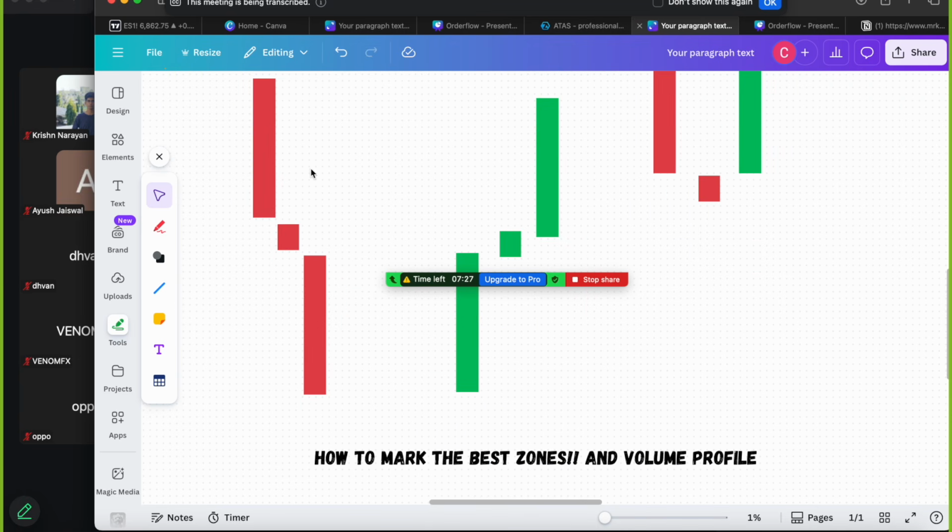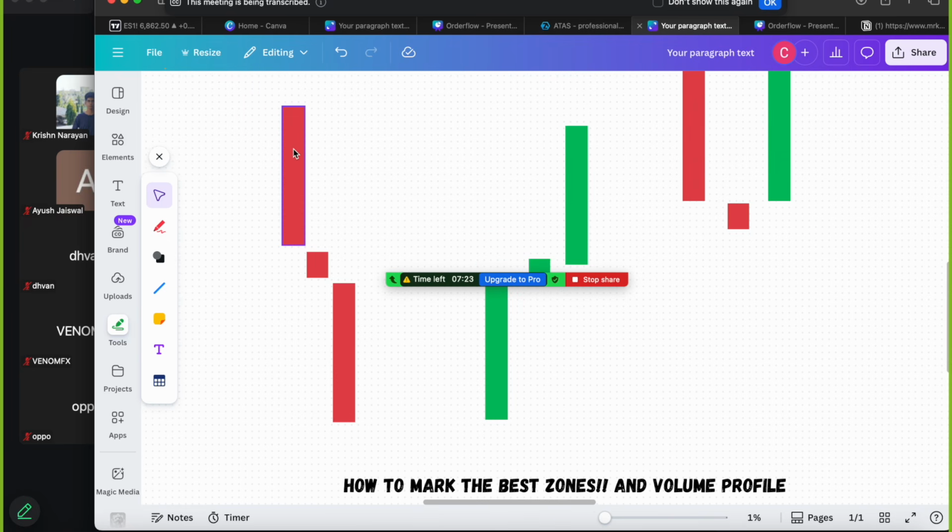Look at these three candles. Red candle, red candle, red candle. It's a 3-candle pattern. The first candle is a big red candle. It's an impulsive red candle. And then we have a rest candle, small red candle. And then we have another impulse candle. Our pattern is formed: impulse, rest, impulse.